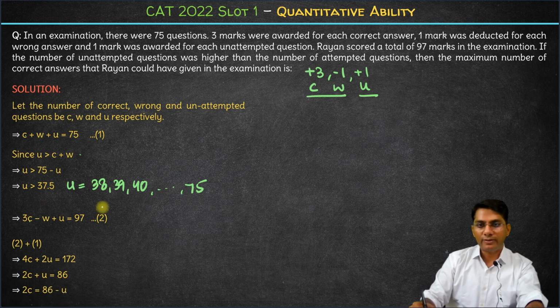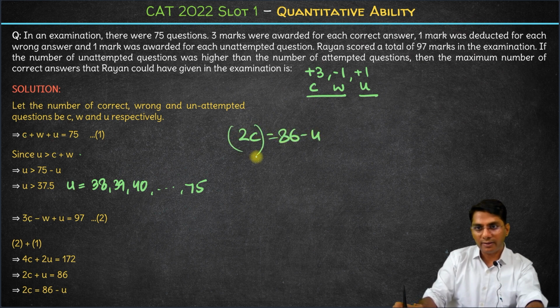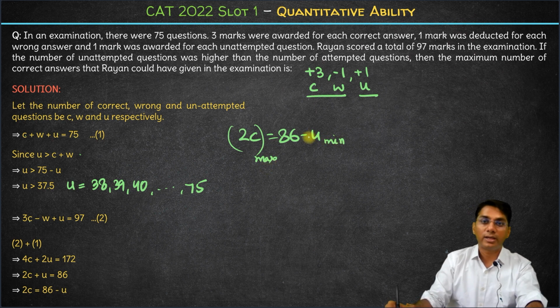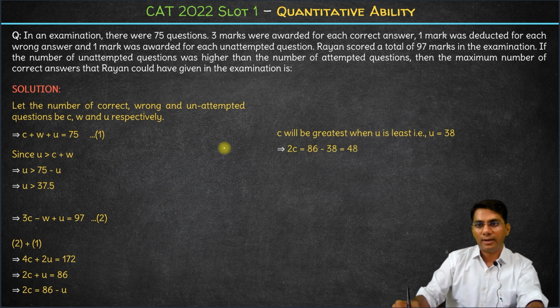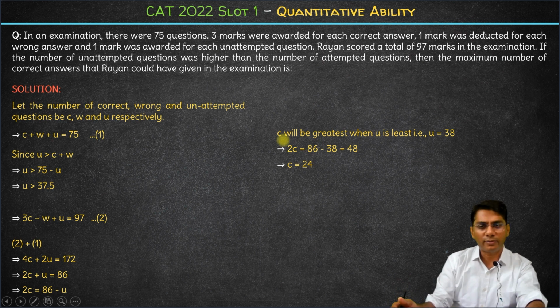Now, since we have 2C is equal to 86 minus U, and if we are trying to maximize C, what we need to do is we need to minimize U. 2C is 86 minus U. So 86 minus U will be maximized when the number which is getting subtracted is minimized. Now what is the minimum value that you can take? The minimum value you can take is 38. So let's see if that's possible. So 2C is 86 minus 38, which is 48. Hence C comes out to be 48 by 2, which is 24, an integer, perfectly possible, right?